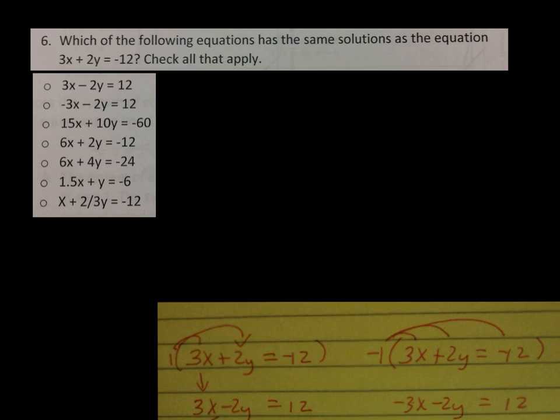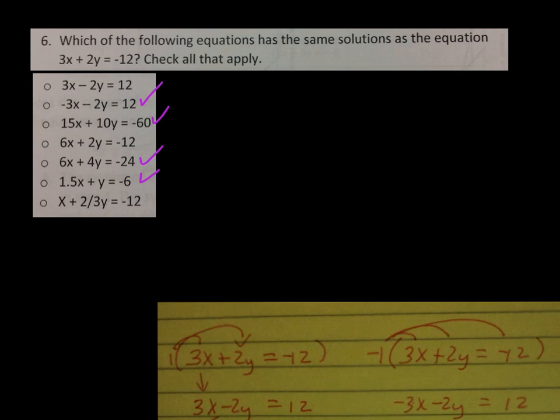Number 6, which of the following equations has the same solutions as the equation 3x plus 2y equals negative 12? Now, what we're going to do is take 3x plus 2y equals negative 12 and manipulate it to test and see if I can get each one of these equations. That is your job, to manipulate this equation. I've already done the work for you, and I'm going to show you the answers. The answers that I've gotten are the second one, the third one, and these 2 right here.